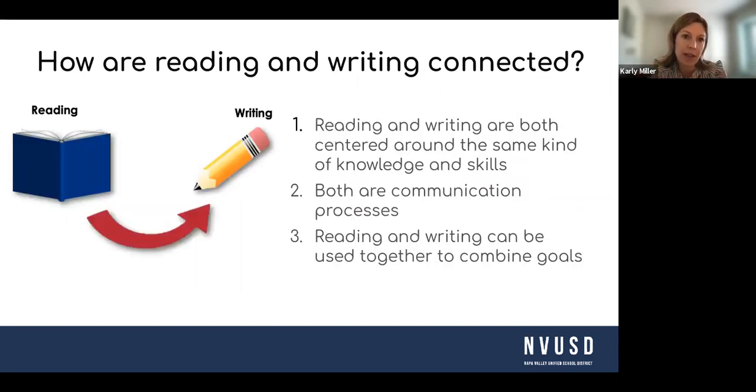So let's talk quickly about the reading and writing connection. Reading and writing are both centered around the same kind of knowledge and skills. So as they're reading, they're taking in information, right? And they're looking at a book, which we call an anchor. Like, this is an example of what a good writer does. So when I read a fictional story, when I read a made-up story, I can see how that author brings me in, how they make it interesting. So it really is a process of knowledge and skills.